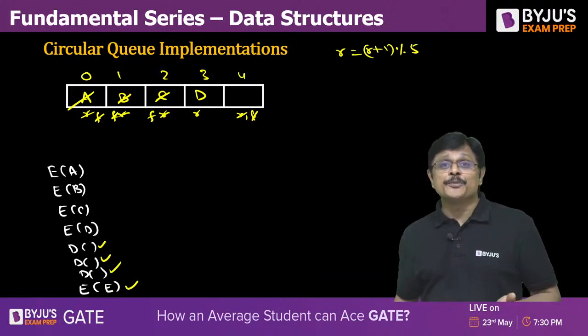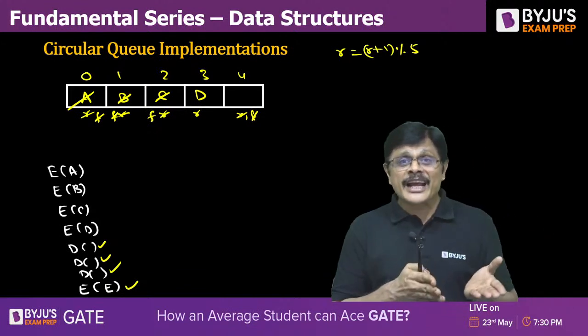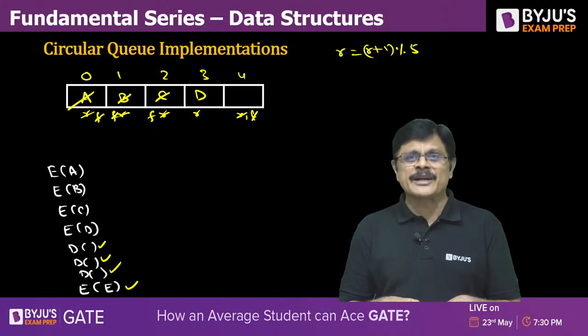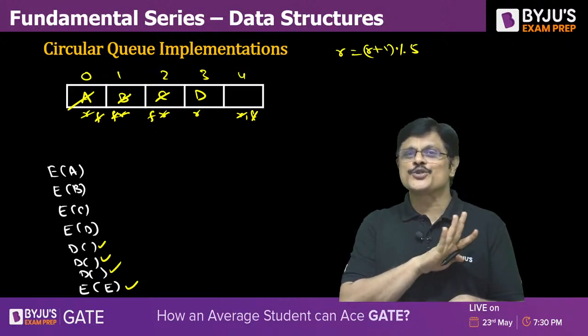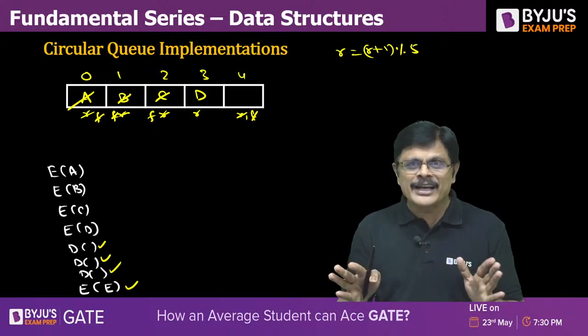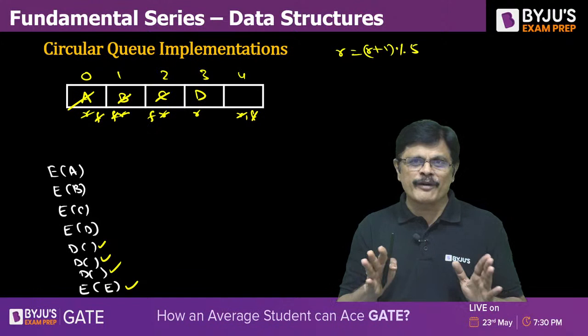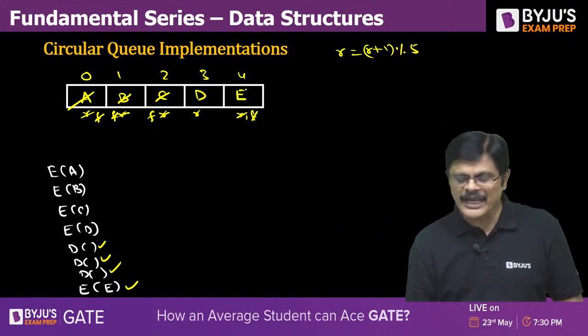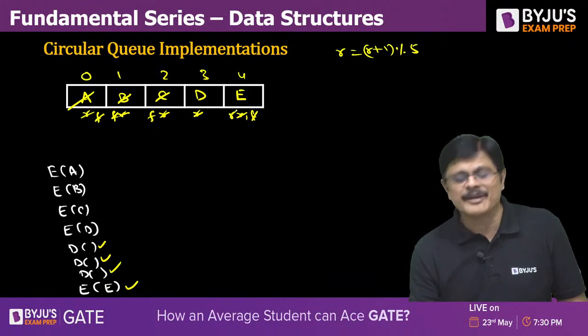Obviously you can do NQ, because front is not rear plus 1 percentile n. Front is at the second position, and rear plus 1 percentile n is equal to 4, but front is at the second index. So the overflow condition is not violated, we can NQ it. That is, E can be NQ'd, my dear friend. You can NQ U, NQ E, and R will be incremented.